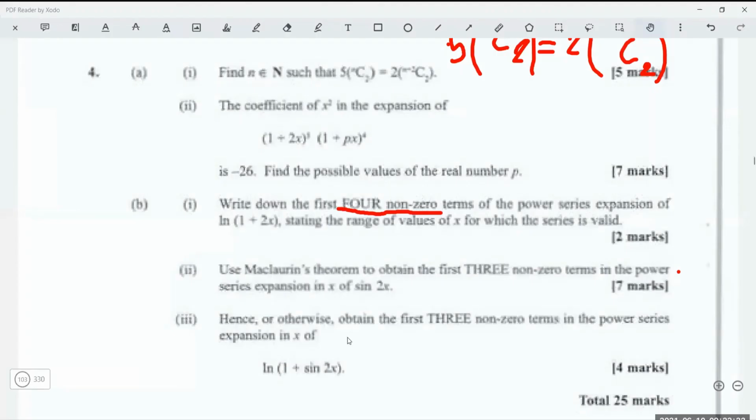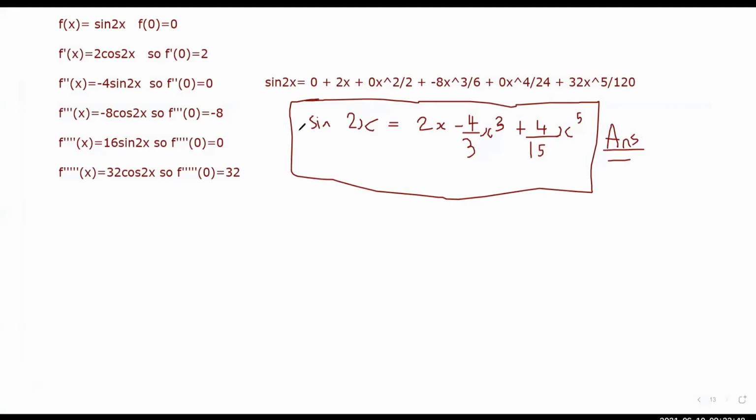Finally now, to close out the chapter, to close out the show, we need, hence or otherwise, to obtain the first 3 terms in the power series expansion of ln(1 + sine 2x). Let's observe what will happen first. It says hence, so we know we can combine the two, right? Now, if your f of x is ln(1 + sine 2x), let's observe what would happen.